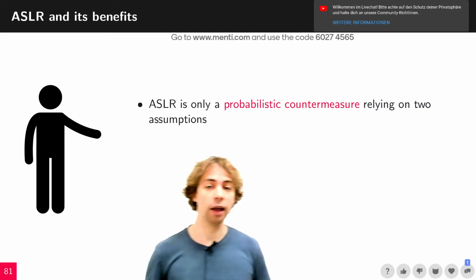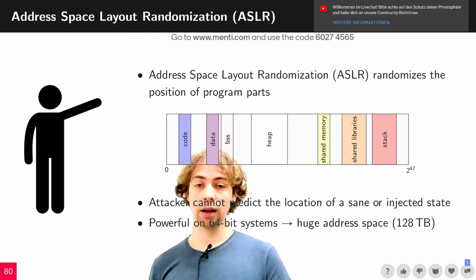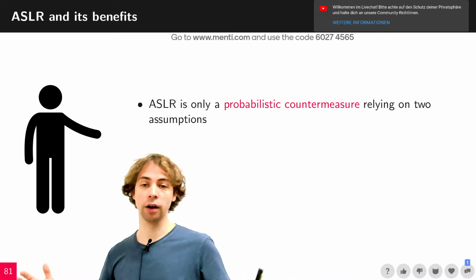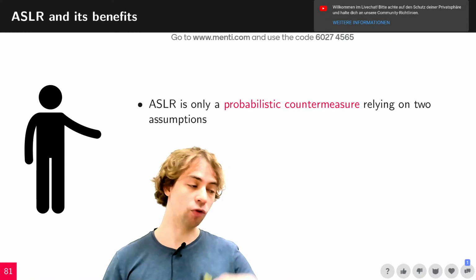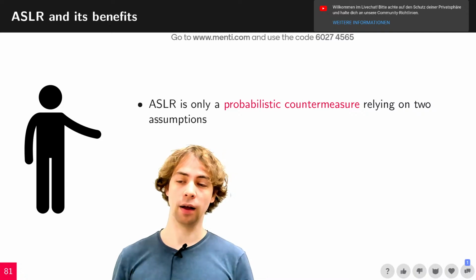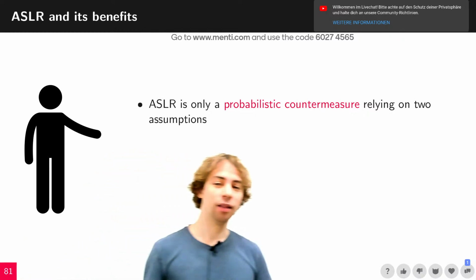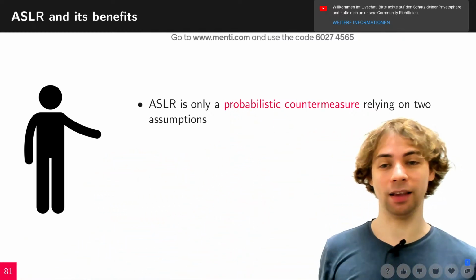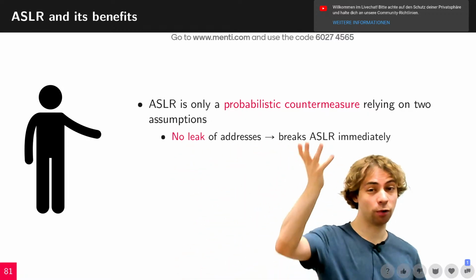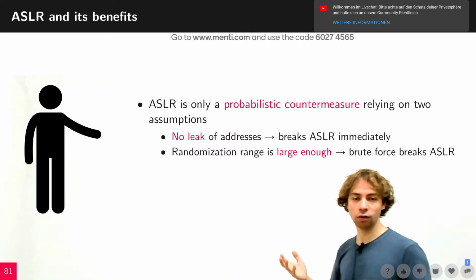ASLR, Address Space Layout Randomization, is not only useful for buffer overflows. It's useful for a broad range of attacks that try to inject addresses somewhere. Every attack where you inject an address somewhere is affected by ASLR. The disadvantage is it's only probabilistic. And we have two assumptions here. There are no leaks of addresses, because if you leak an address, you have broken ASLR immediately. And the randomization is large enough. Brute force shouldn't be able to break ASLR.